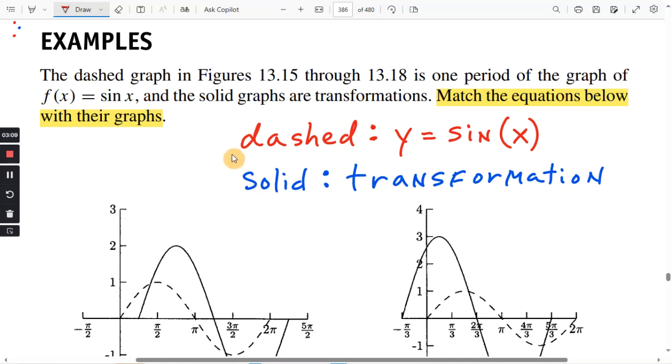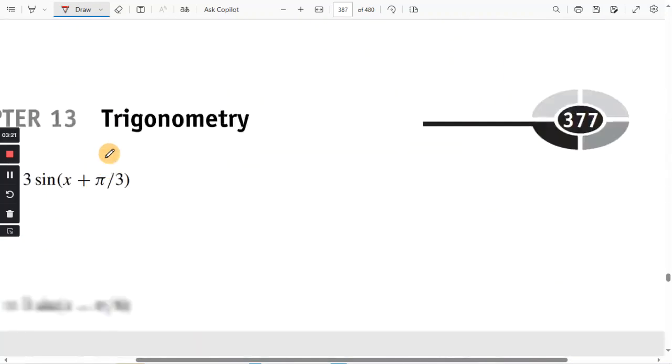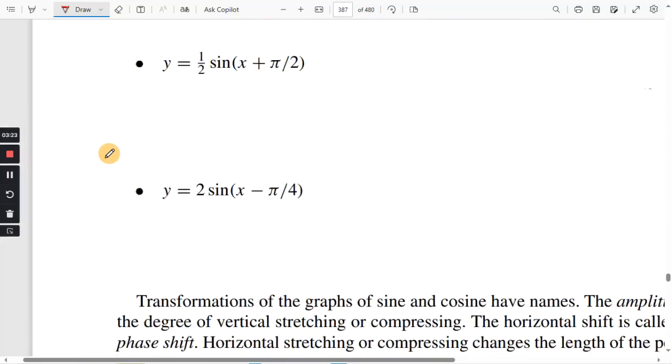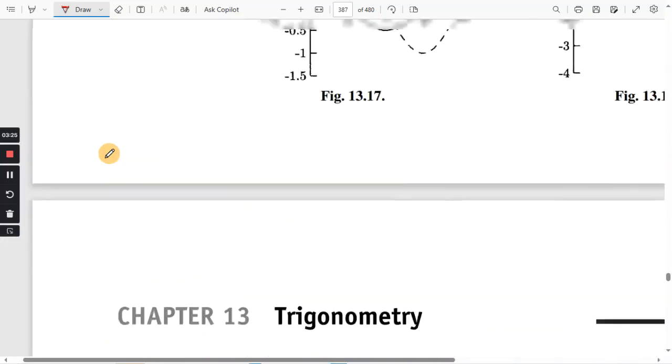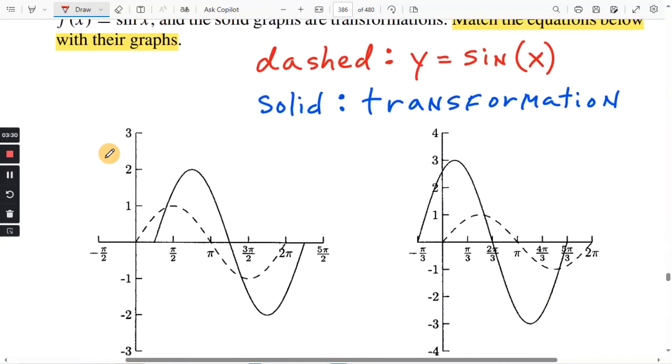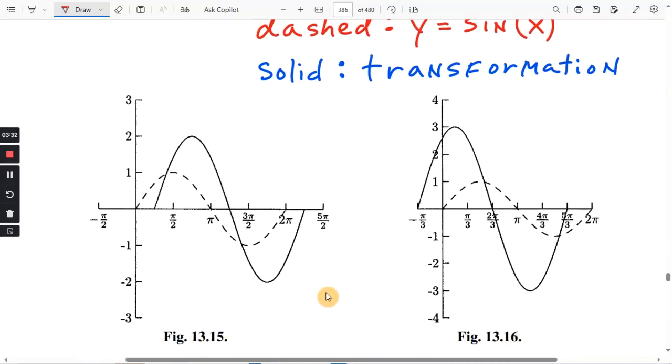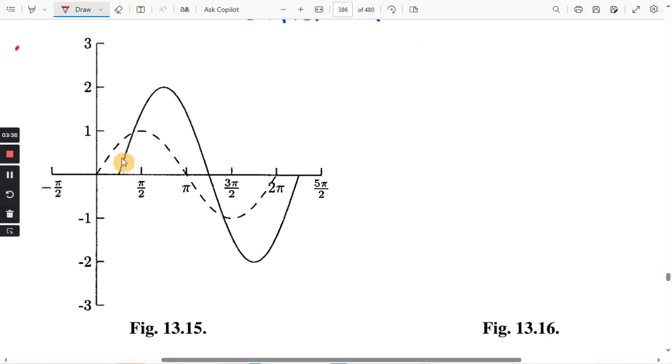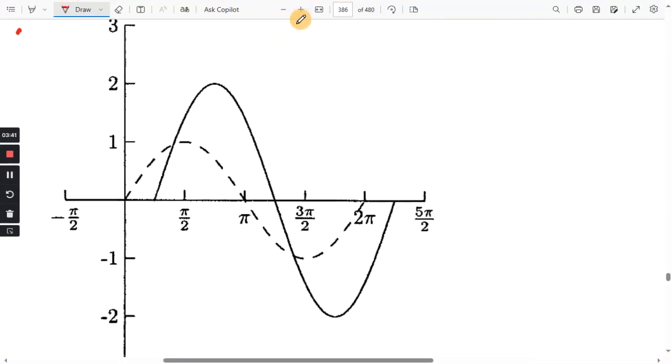All right, so remember, for these, the dashed line is the original, y equals sine of x. The solid line is going to be the transformation. All right, and the equations to choose from are these equations right here. I am going to try to write each one before looking at the choices. All right, so let's start with figure 1315. The dashed line is the original. The solid line is the transformation.